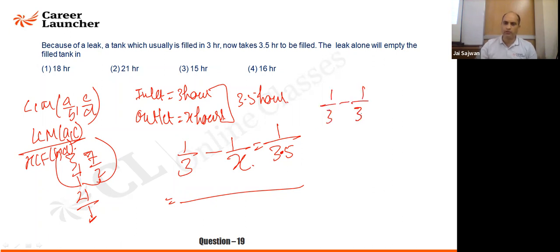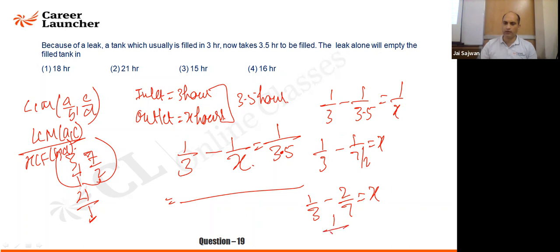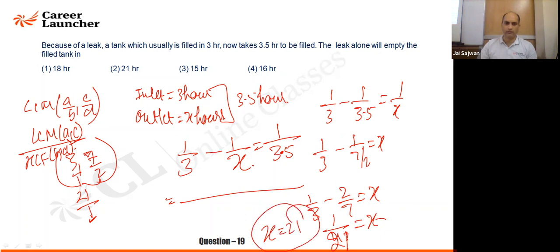1/3 minus 1/3.5 is equal to 1/x. My dear, I can write it as 7/2. So I can say 1/3 minus 2/7 is equal to 1/x. So 7 minus 6 is 1/21, which is equal to 1/x. That is, x is equal to 21.